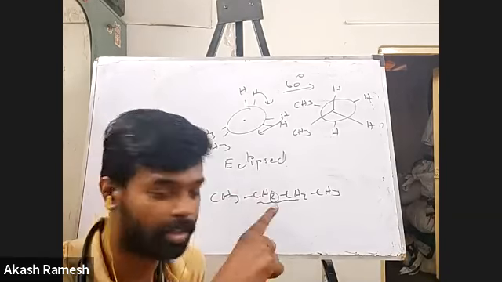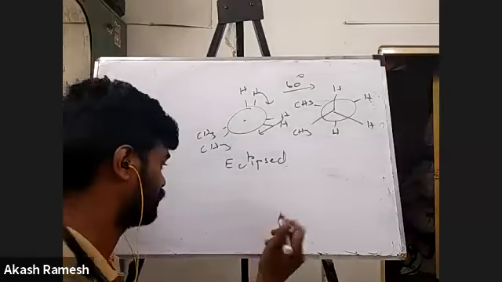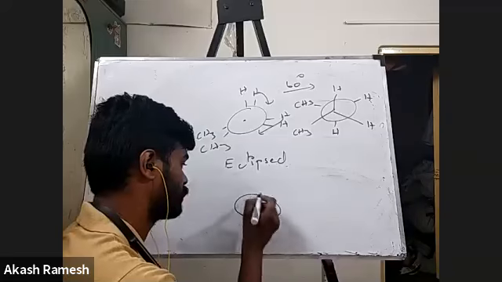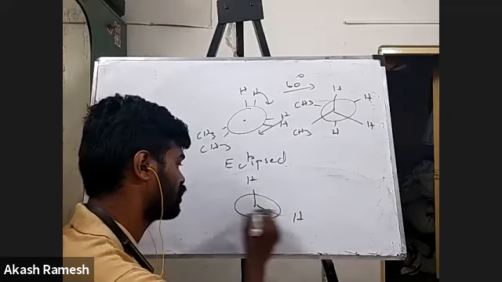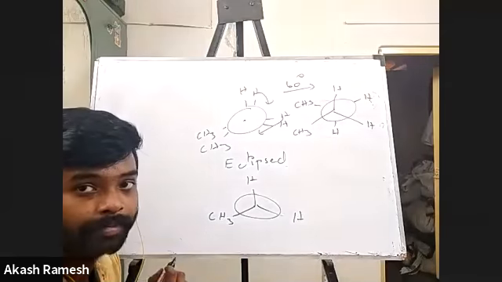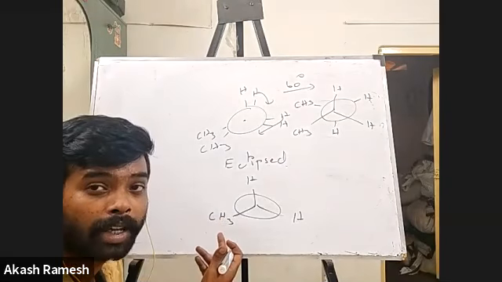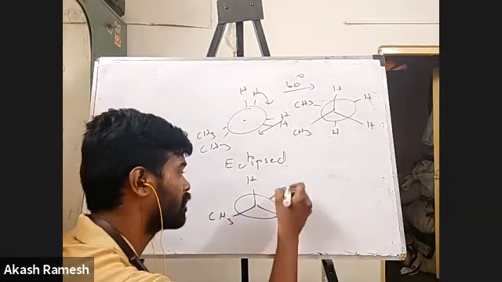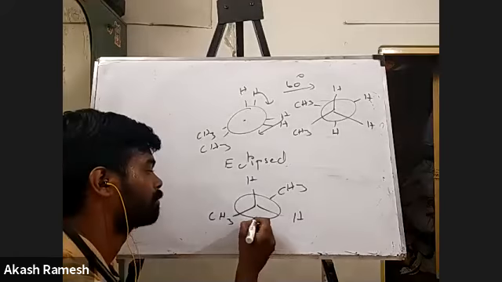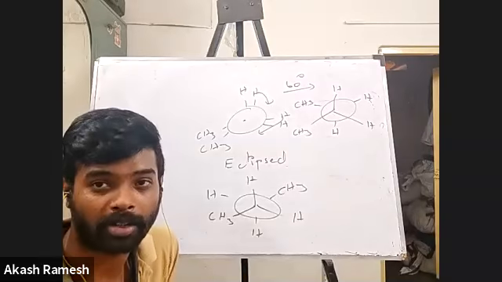Then you will understand this is not staggered. So please understand, people. Staggered means they should be exactly opposite. What do you mean by exactly opposite? Is this, say H, and CH3. So one CH3 is here. The other CH3 should be exactly opposite. That means the CH3 should be here. This is staggered. Are you able to understand what I'm telling?